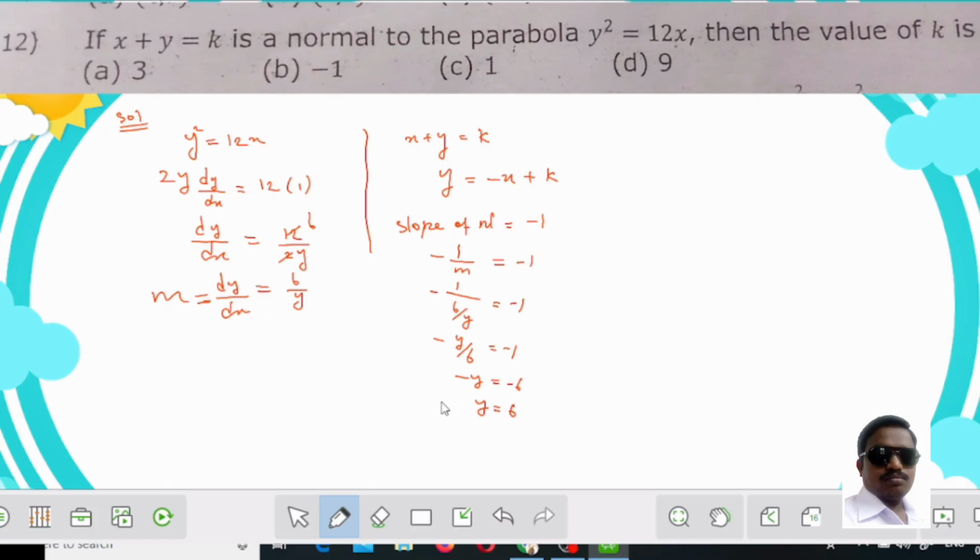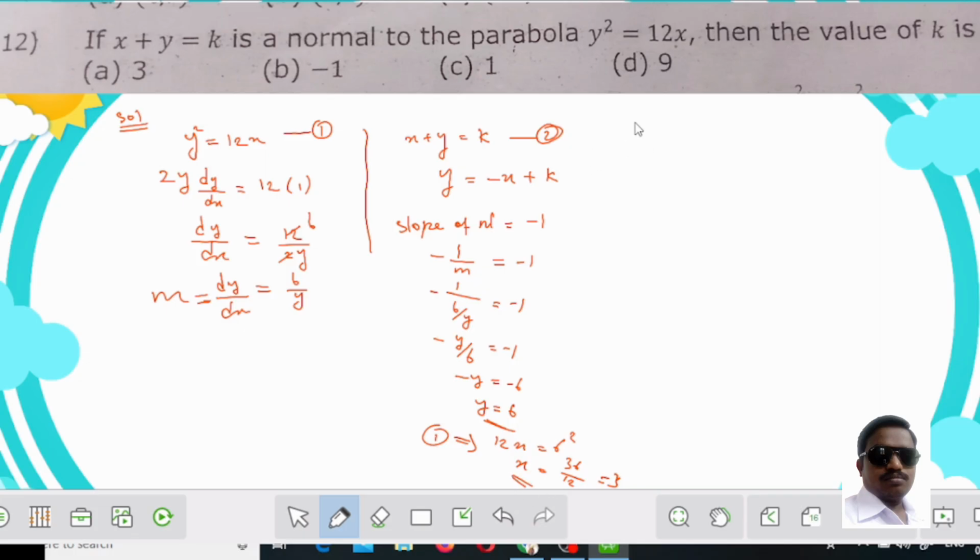Consider this as equation 1, this as equation 2. You substitute the value y equal to 6 in 1, we may get 12x equal to 6 square. That is, x equal to 36 by 12, that is 3. The value of x is 3, and the value of y is 6.